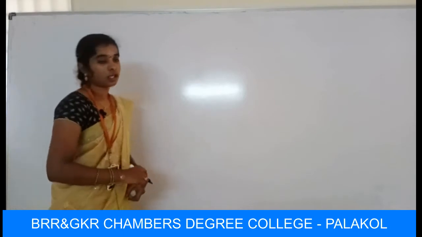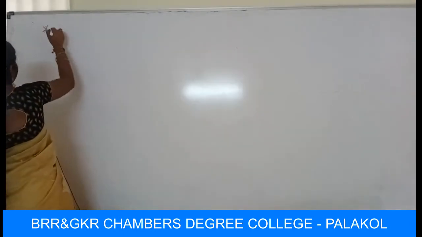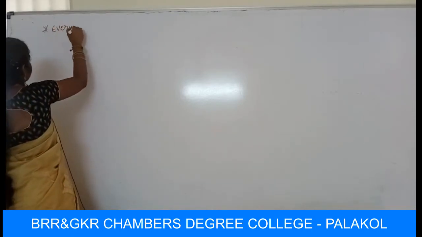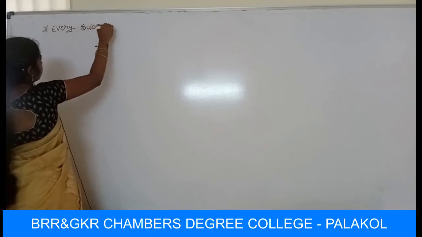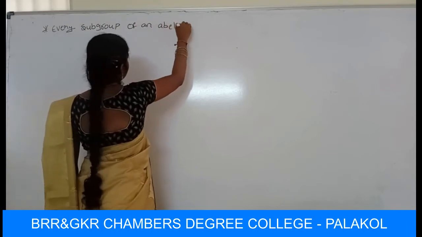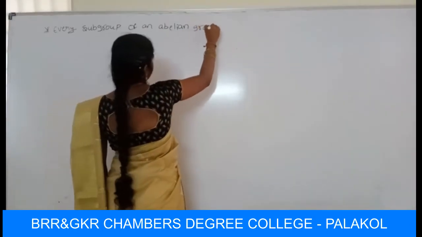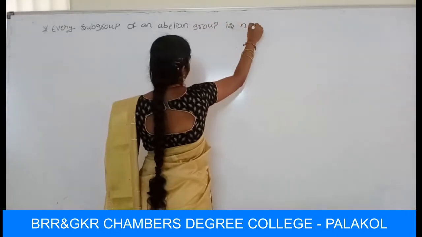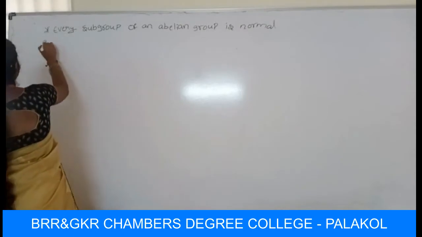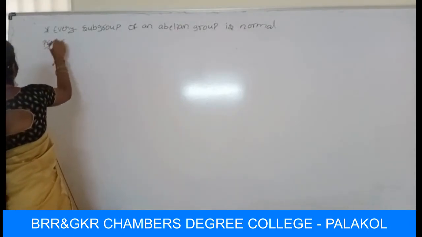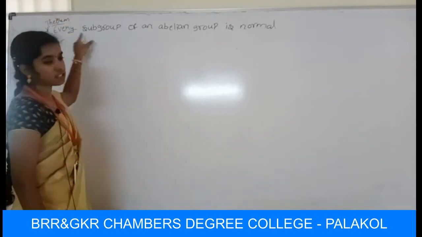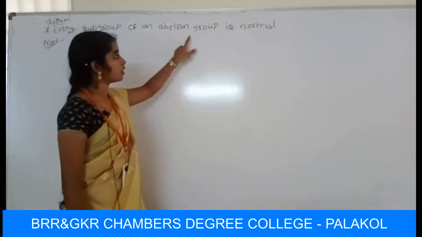Next theorem: every subgroup of an abelian group is normal, or a normal subgroup. So proof, so this is the theorem. So every subgroup of an abelian group is normal.